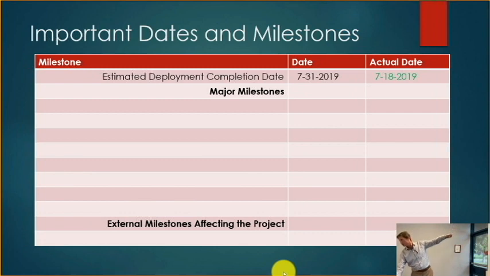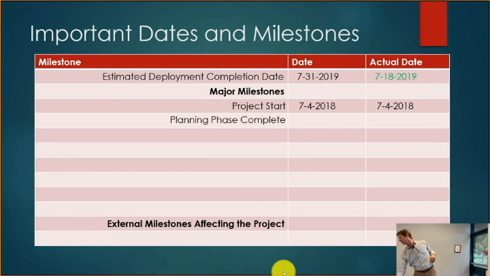Now, here are the major milestones. These are the milestones from the phase project charter, the promises we made at the start of the project. Remember, there's that charter that we wrote up at the beginning, and we said, these are the things that we're going to deliver. Here are the dates from that. Project start, 7/4/2018. Yep, that's the day we started. Hey, that's Independence Day.